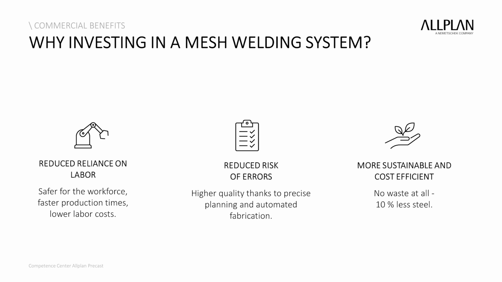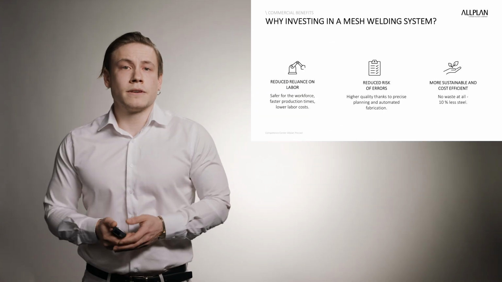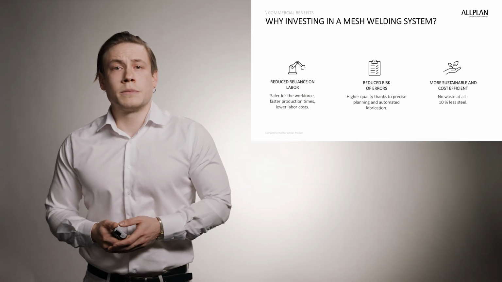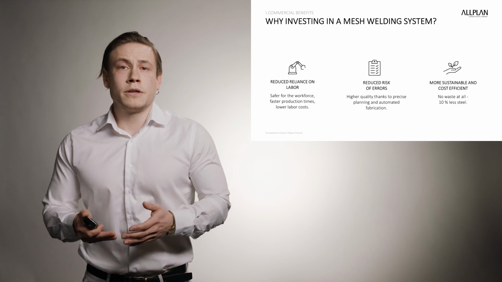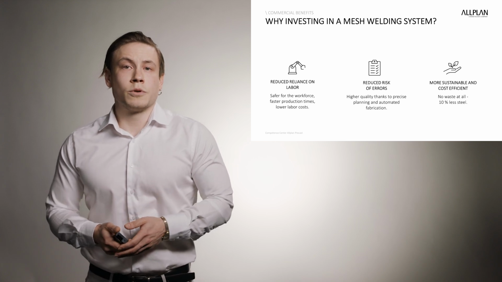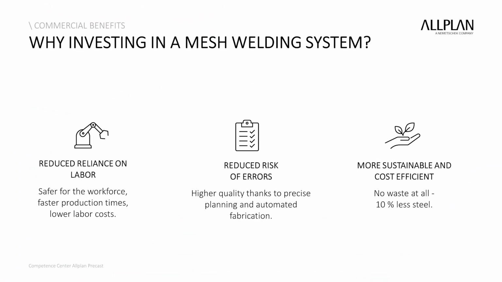It enables as well a just-in-time production in the factory. It reduces the risk of errors. Bending entire mesh panels instead of individual bars minimizes the chance of incorrect bending compared to the manual methods. These systems allow for precise control over wire size and spacing, ensuring the final mesh meets specific strength and reinforcement requirements. More sustainable and cost-efficient thanks to no waste. In the manual process, the waste is around 10%, in contrast to 0% with mesh welding systems.